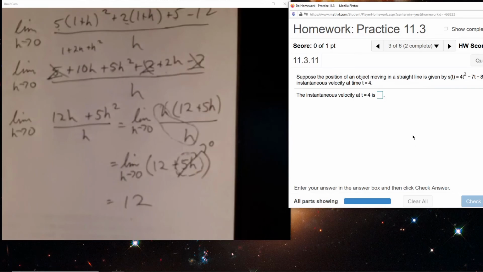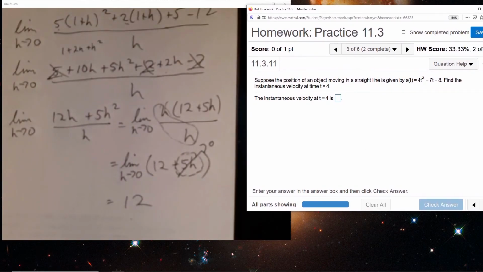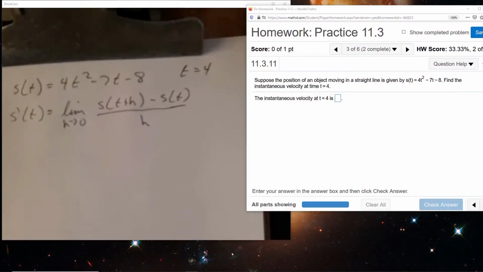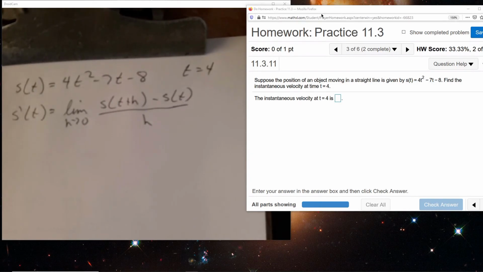So let me set up for the next one. All right, so I just wanted to write everything down there. So I got the function. Our point of interest is t equals 4. And the definition of the derivative.